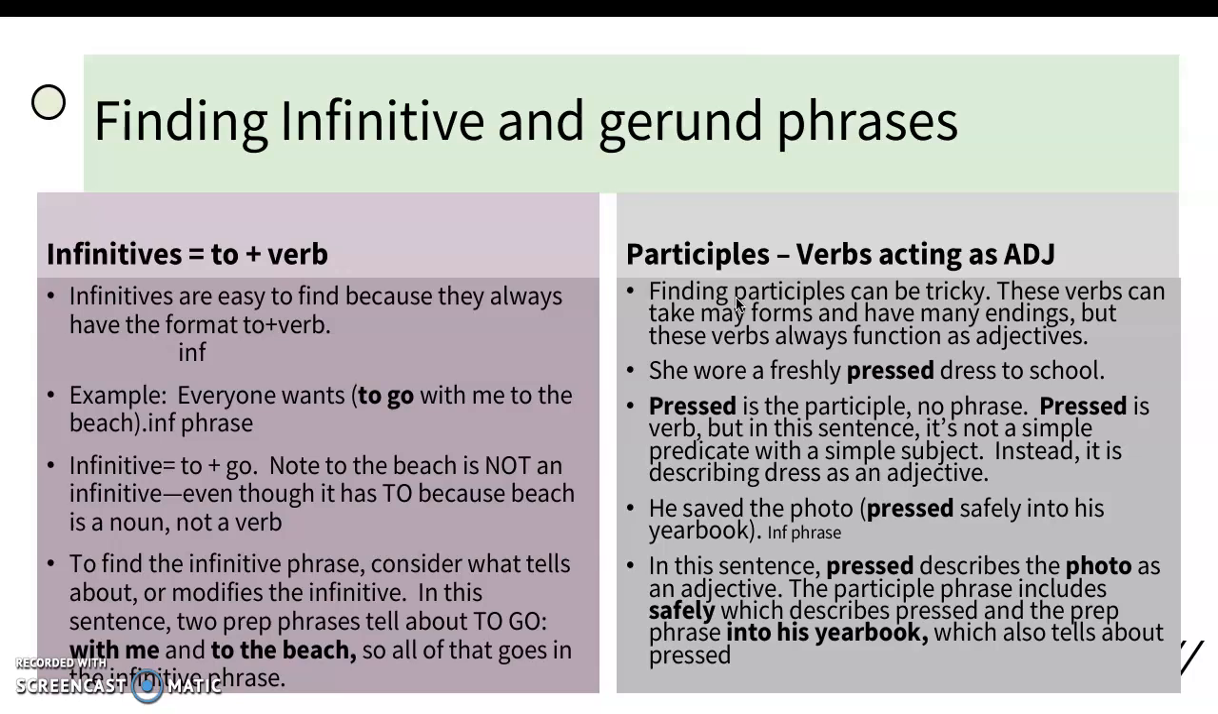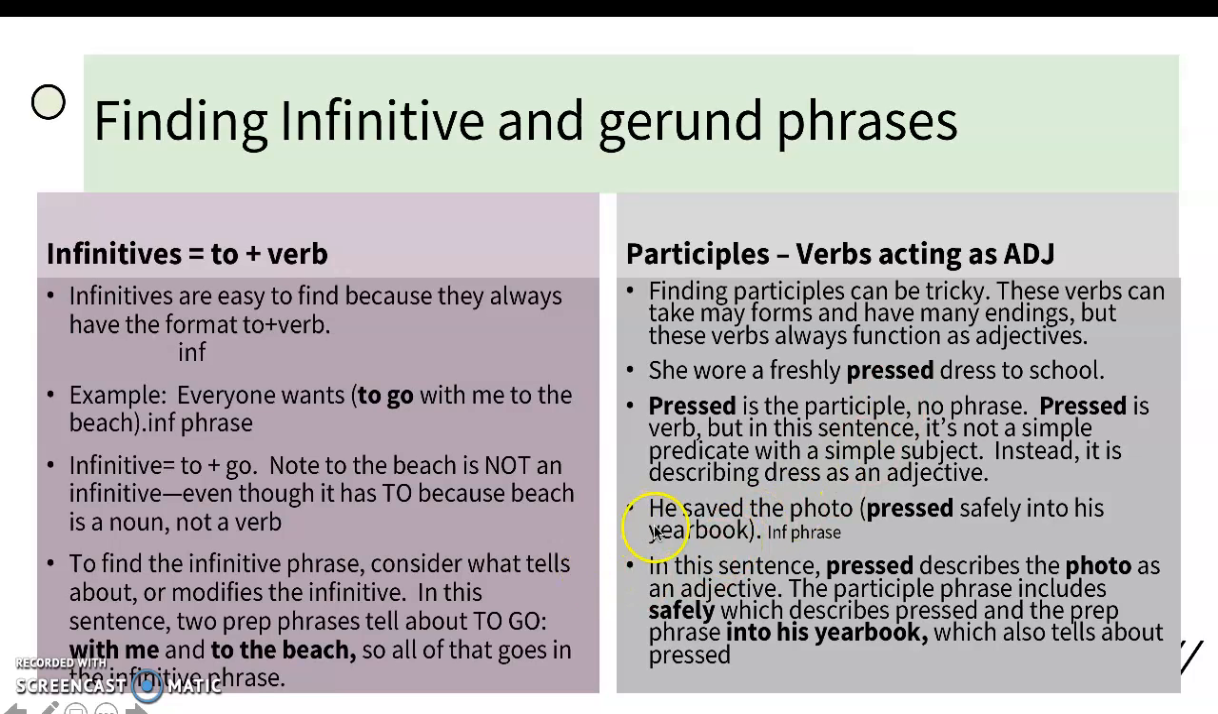So let's take a look at this example. She wore a freshly pressed dress to school. Pressed is a verb, but here you see it describes dress. What kind of dress is it? Freshly pressed. So this verb, pressed, is acting as an adjective to describe dress. That makes it a participle.